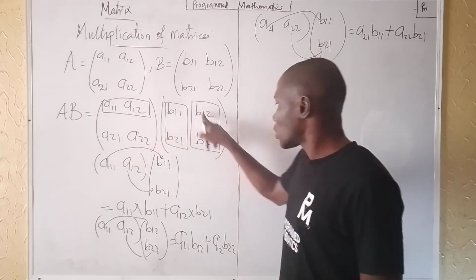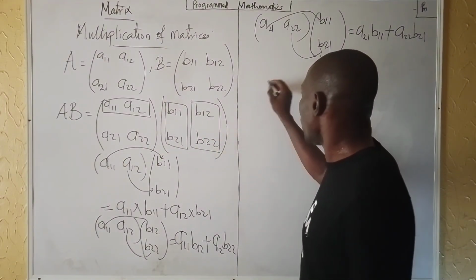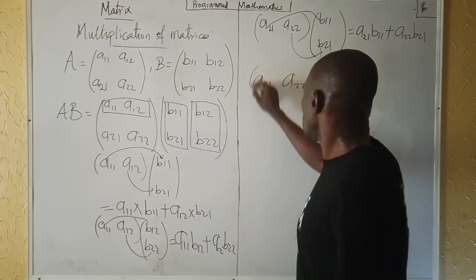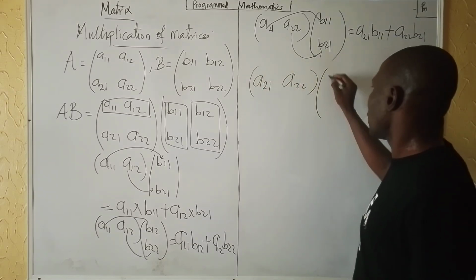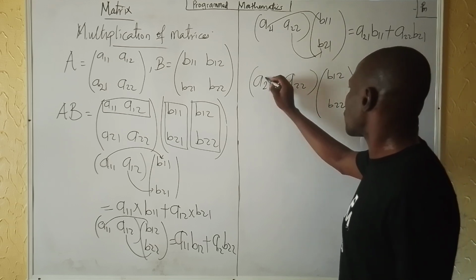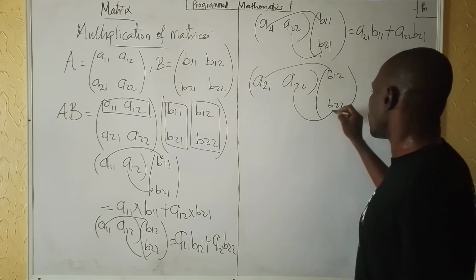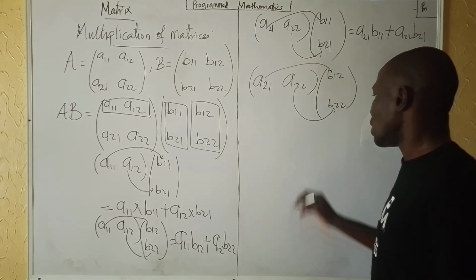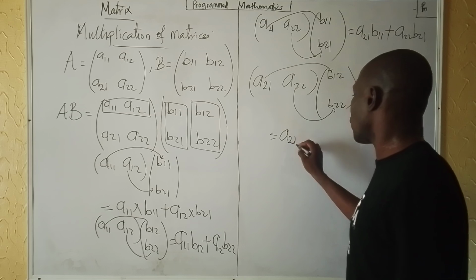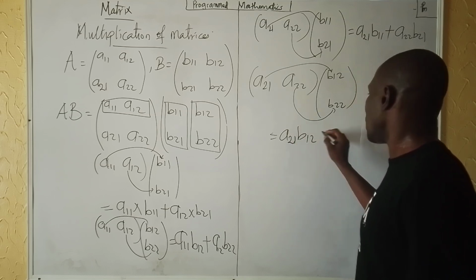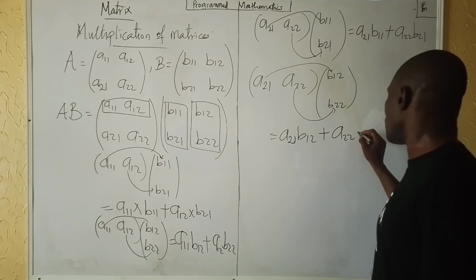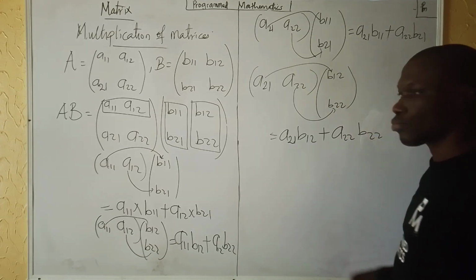Now, second row, second column will go the same way. A21, A22 multiplied by B12, B22. So A21 will multiply B12, A22 will multiply B22. Then we sum. So A21 times B12, plus A22 times B22.